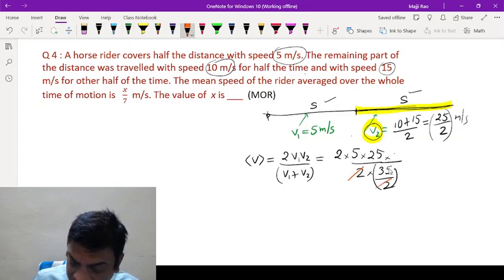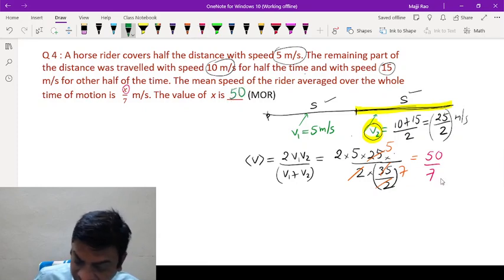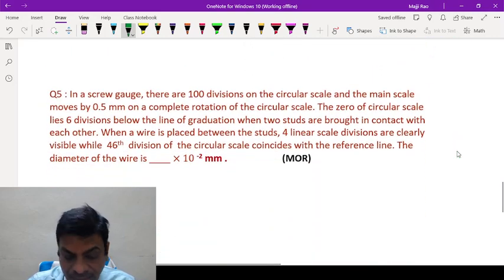So the 2 gets cancelled here. 5 fives are 25, 5 sevens are 35. So we have 50 by 7. So x is 50 meters per second. Okay. Right. Moving on to the next question.